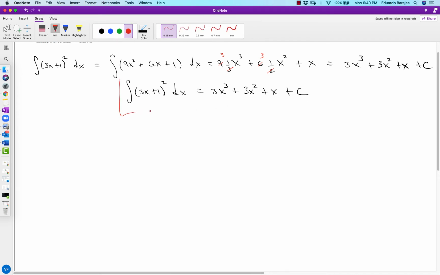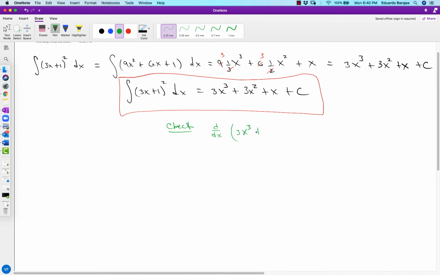So there's our antiderivative, our indefinite integral. And we can easily check, because if I did a good job, it should be true that the derivative of this equals that. Right? So the derivative with respect to x of 3x cubed plus 3x squared plus x plus some constant c, it must be true that its derivative equals that. So that gives me 9x to the second power.